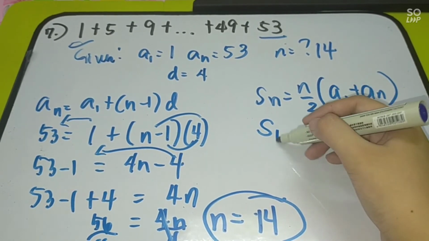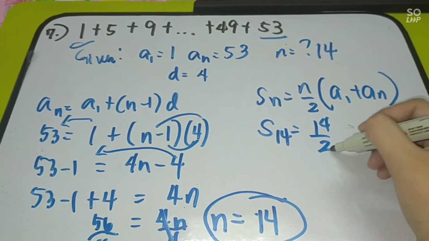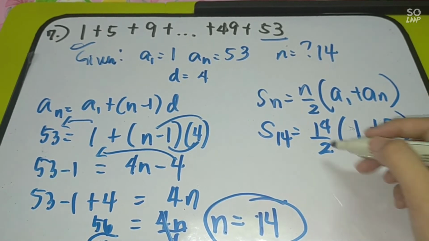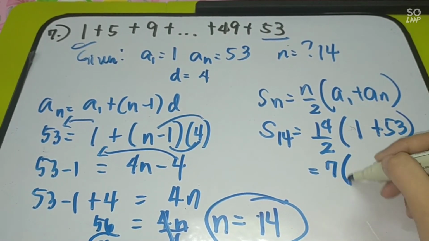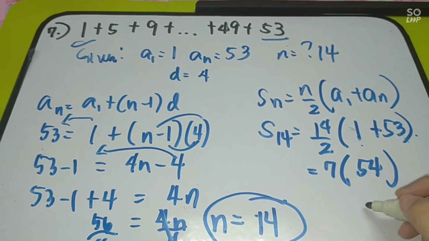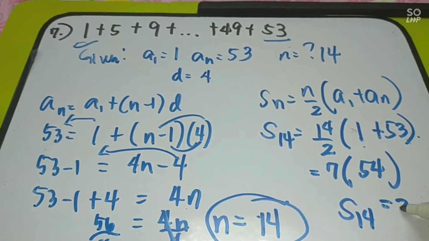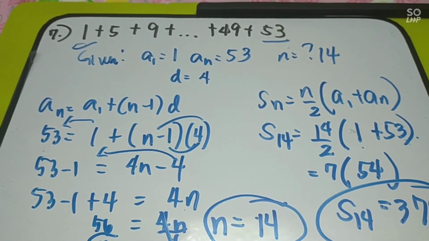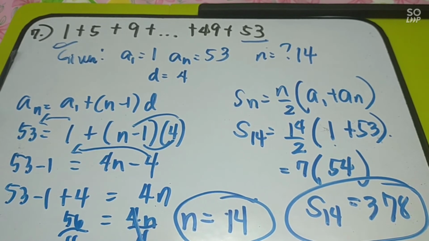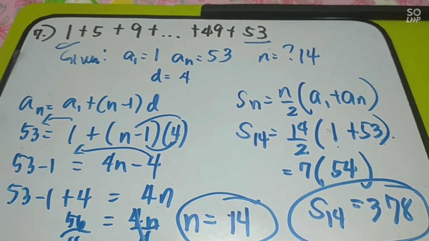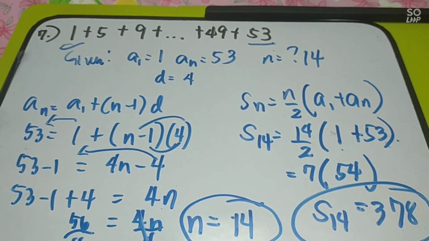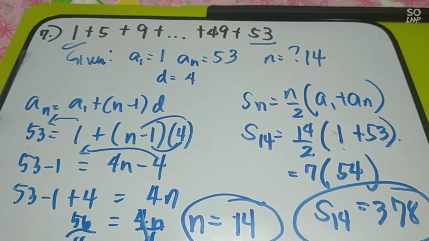So, S sub 14 is equals to 14 over 2 times, ang first term mo, we have here 1 plus 53. 14 divided by 2, that is 7. Times 1 plus 53, that is 54. Then, 54 times 7. So, S sub 14, the answer is 378. So, this is now your final answer. So, as you can see, iba-iba situation yung binibigay ko sa inyo, ha? Para alam nyo kung paano siya gawin. Kasi, iba-iba rin yung situation na ma-encounter nyo kapag kumukuha kayo ng sum of the arithmetic sequence.